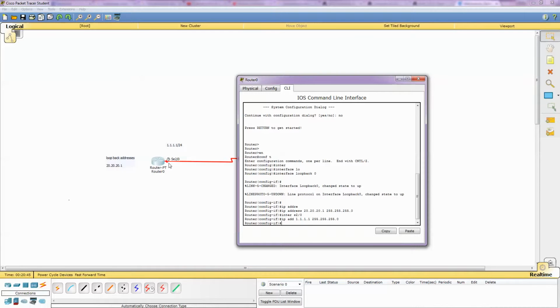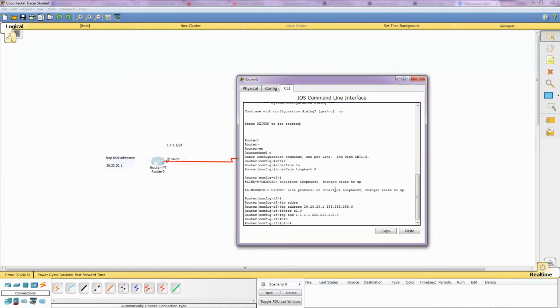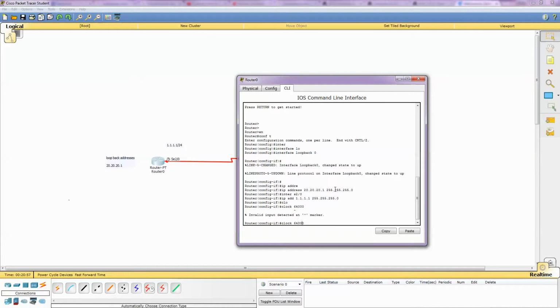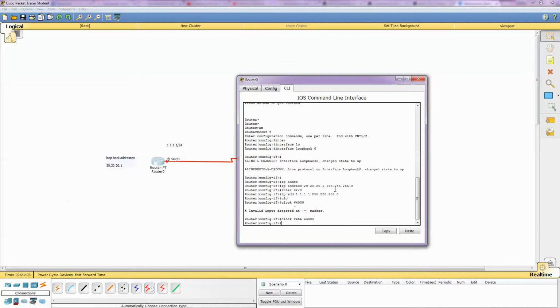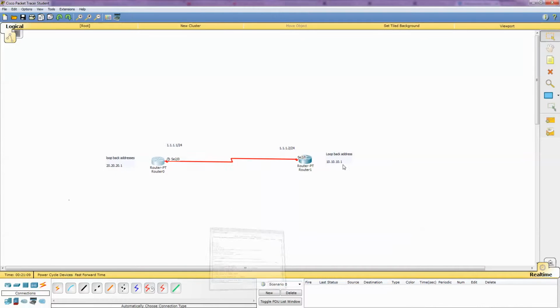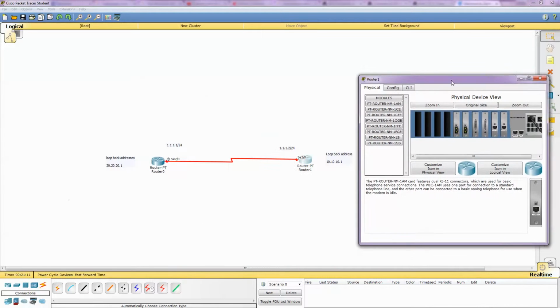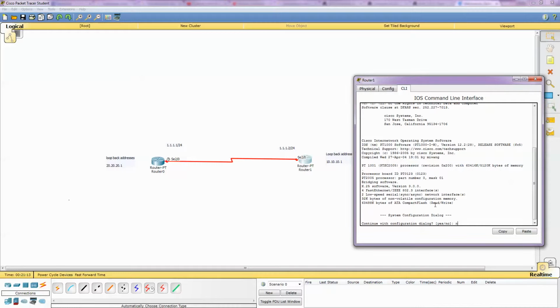This is the DCE port. Here you can see the clock, so we have to set a clock rate on the serial port. We will set the clock rate to the default 64000. Clock rate, it's actually a rate. Okay, so now I will jump over to router 1.